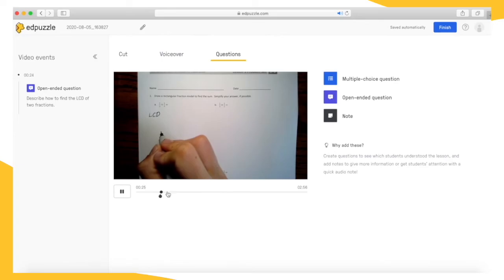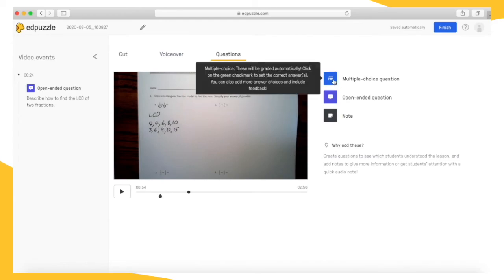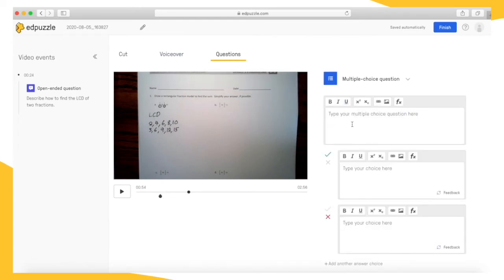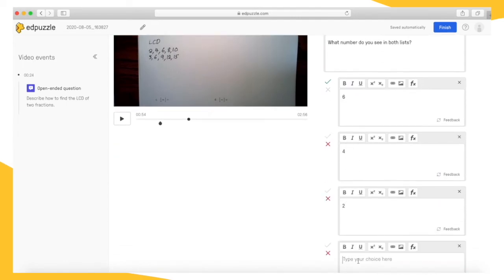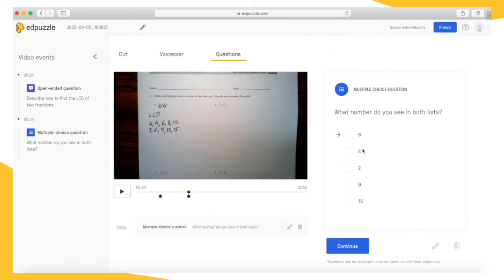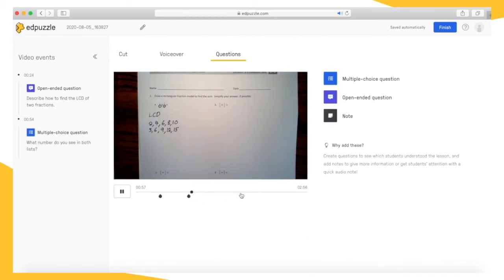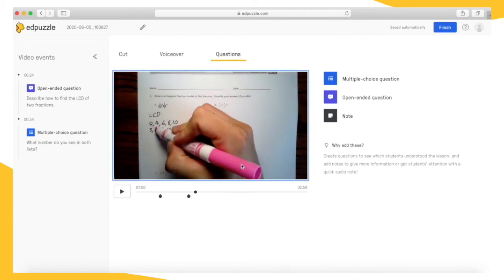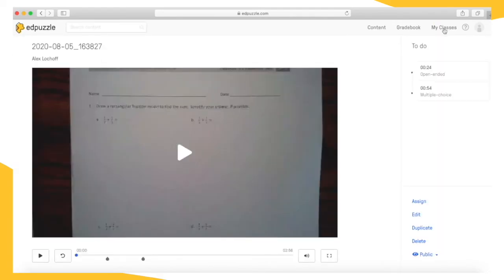The next question was asking students to identify that 6 is the number that appears in both lists of skip counts. I'll embed a multiple choice question and ask, what number do you see in both lists? Then I can type some answer choices and embed that question. I could keep going like this, embedding a question everywhere I asked one in the video, and allowing students to work with me as we go through these practice problems. When I'm done, I just click finish and that video is saved and ready to go.